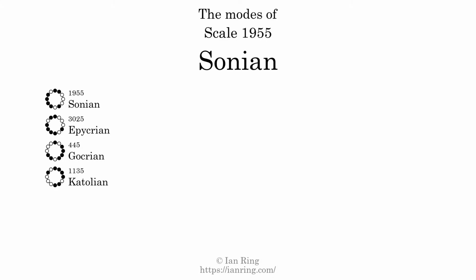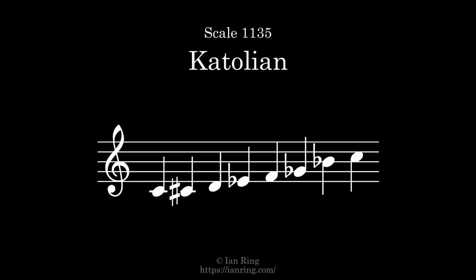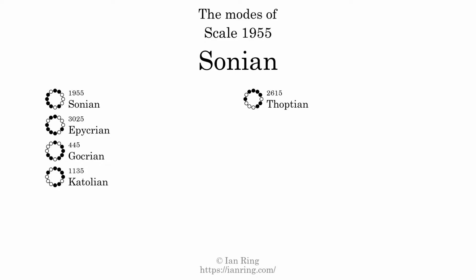The fourth mode is scale 1135, also known as Catolian. It sounds like this. The fifth mode is scale 2615, also known as Thoption. It sounds like this.